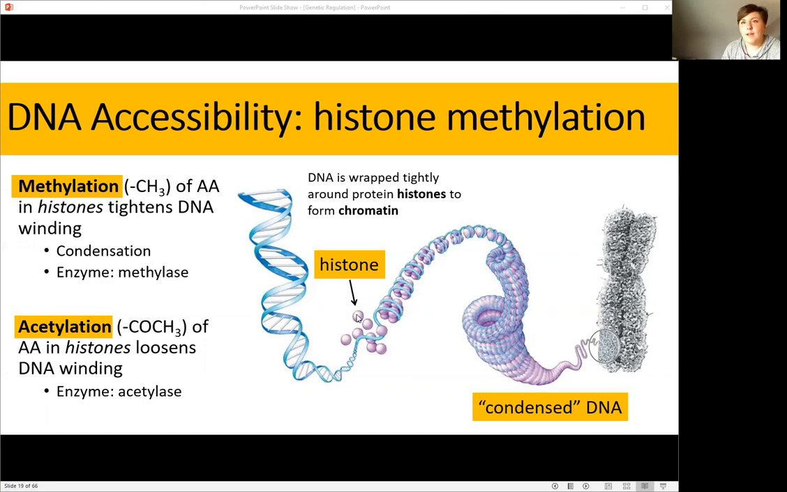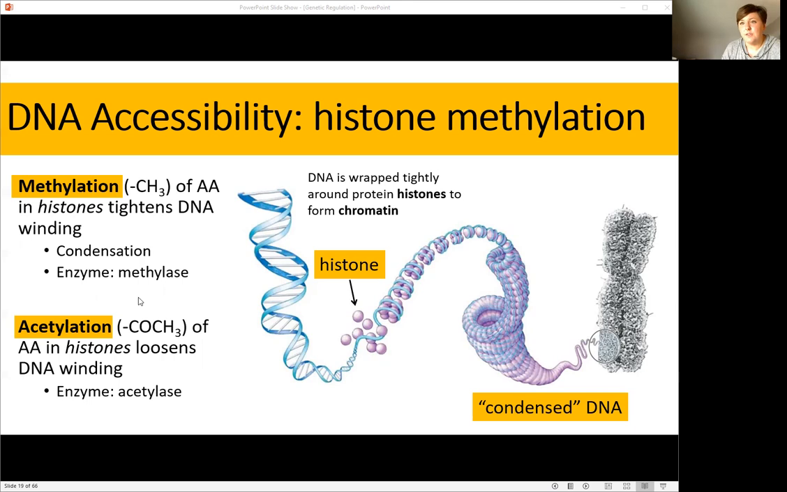The helical nature of DNA starts this process, but further coiling is facilitated by proteins called histones. Histones bind and wind DNA, and how tightly they do this has to do with the action of two complementary enzymes, methylases and acetylases. Methylases add methyl groups to histones, and this causes histones to bind and wind DNA very tightly. DNA that is heavily methylated and thus tightly wound around histones, or condensed, is called chromatin. Acetylases do the opposite. They add an acetyl group to histones, which causes them to have a looser association with the DNA, causing them to be less tightly wound.